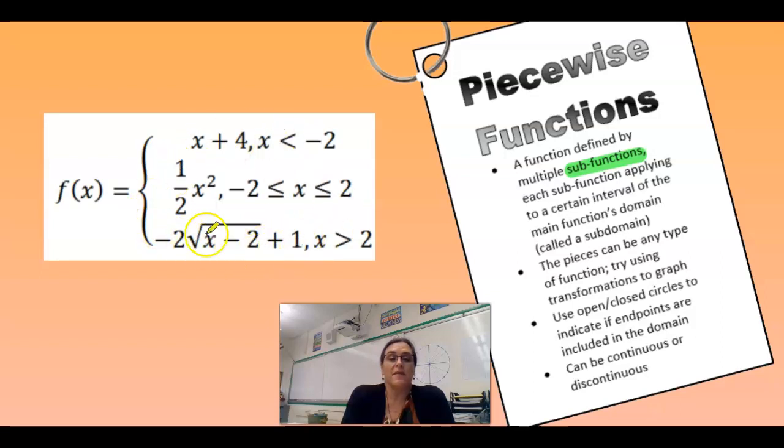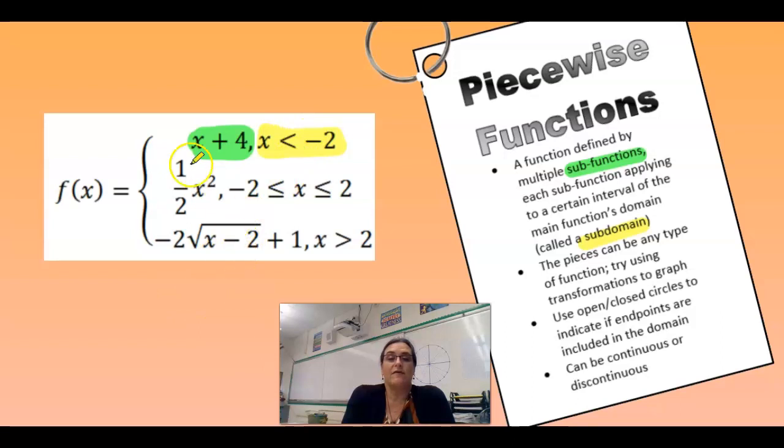Okay, it looks messy in here, but if you locate where the comma is in the row, so x plus 4 comma, everything before the comma is the subfunction. So there's a subfunction of x plus 4. Anything after the subfunction is referred to as the subdomain. So f of x itself, which is all three of these pieces, has its own domain, right? But each of these subfunctions has what's called a subdomain, right? Each subfunction applying to a certain interval of the main function's domain, called a subdomain. And the subdomain is after the comma.